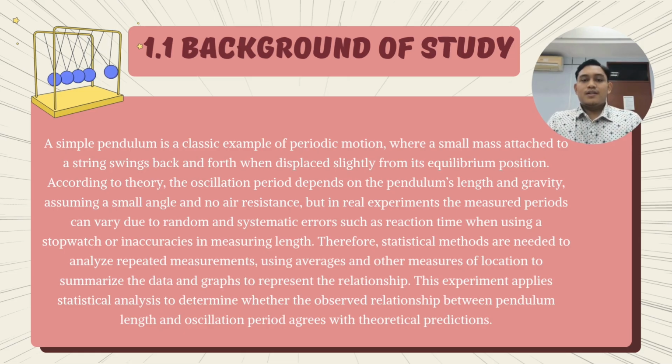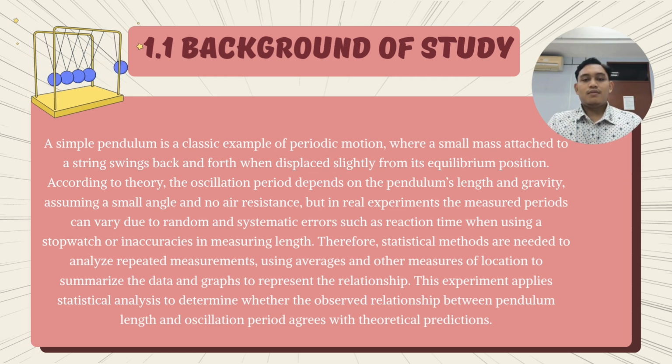A simple pendulum is a classic example of periodic motion where a small mass attached to a string swings back and forth when displaced slightly from its equilibrium position. According to theory, the oscillation period depends on the pendulum's length and gravity, assuming a small angle and no air resistance. But in a real experiment, the measured periods can vary due to random and systematic errors, such as reaction time when using a stopwatch or inaccuracies in measuring length.